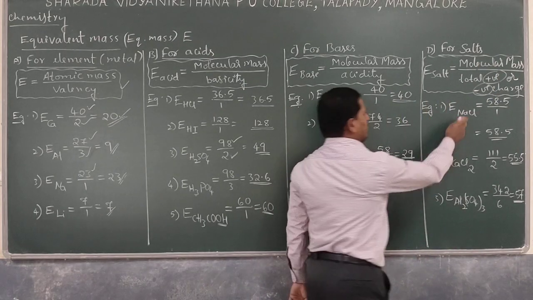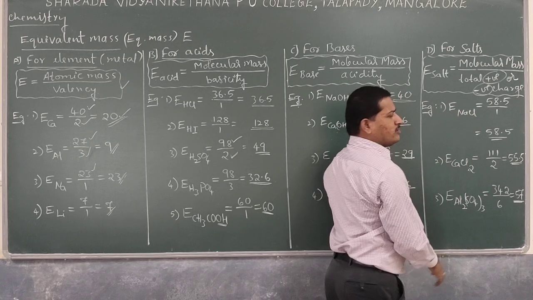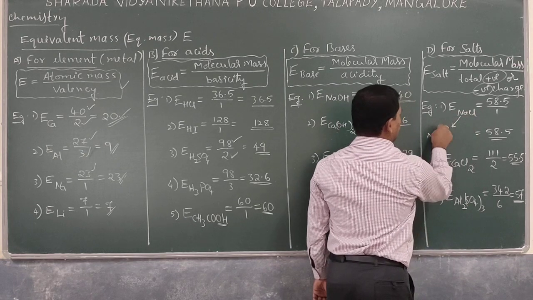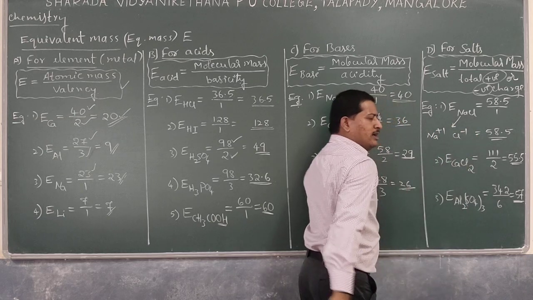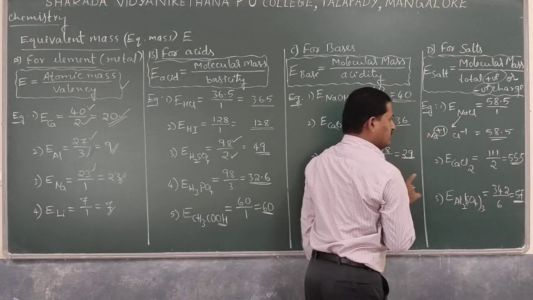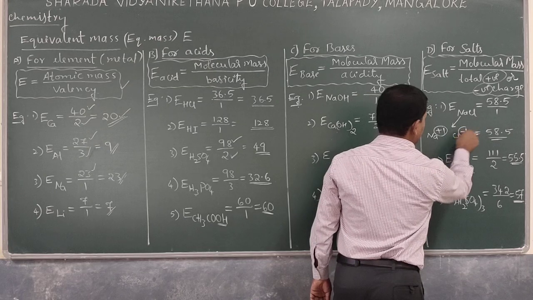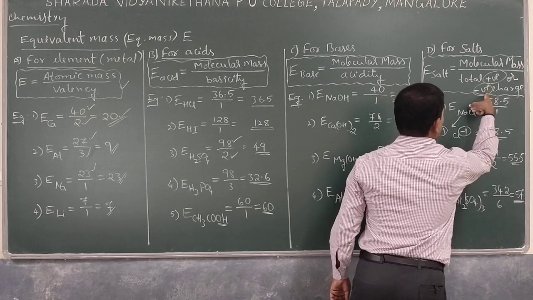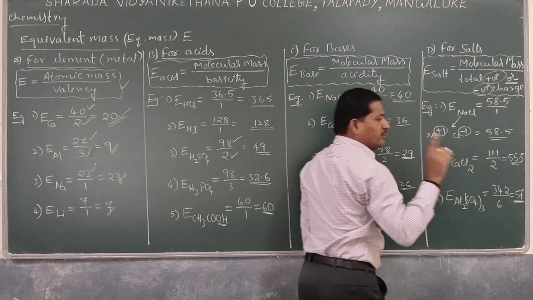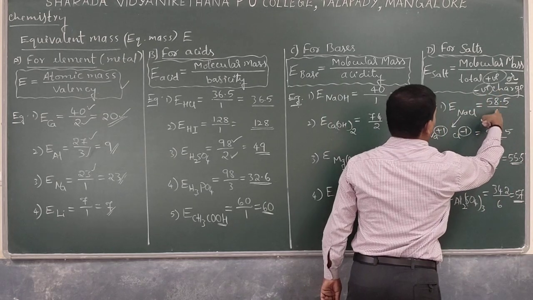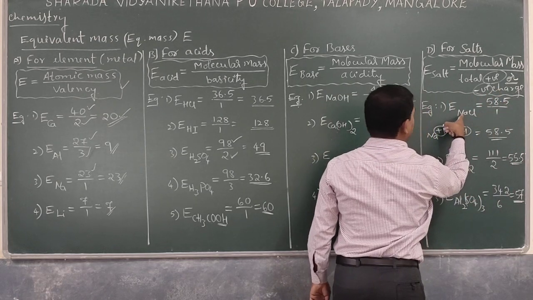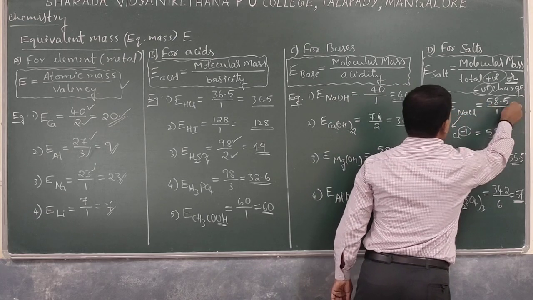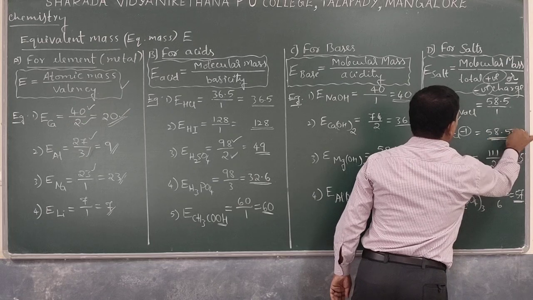I have sodium chloride. I want to find out the equivalent mass of sodium chloride. If you break it, it produces 1 sodium ion and 1 chloride ion. The total positive charge is plus 1, meaning 1. The total negative charge is minus 1, that is 1. As a result, either the positive charge or the negative charge, any one can be used. So 58.5 is the molecular mass of sodium chloride: 23 plus 35.5 is 58.5.